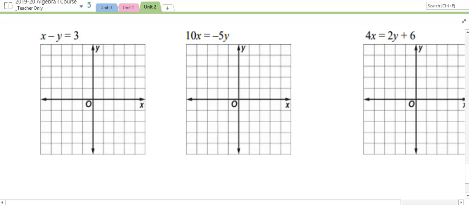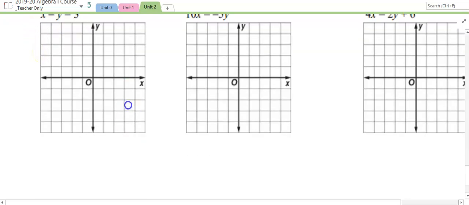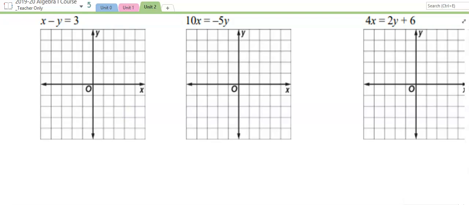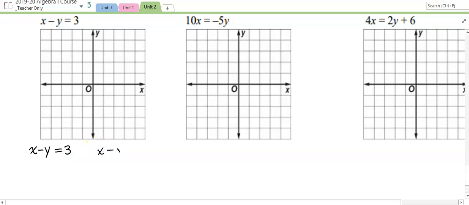This one's a little more interesting because it's not in the form y equals mx plus b. The x and the y are on the same side of the equation. When that happens, it's nice to use intercepts. x minus y equals 3. First, I'm going to make x 0, then I'm going to make y 0.